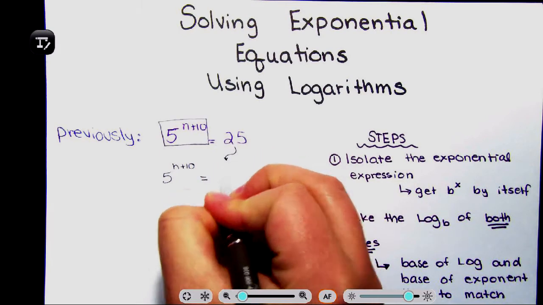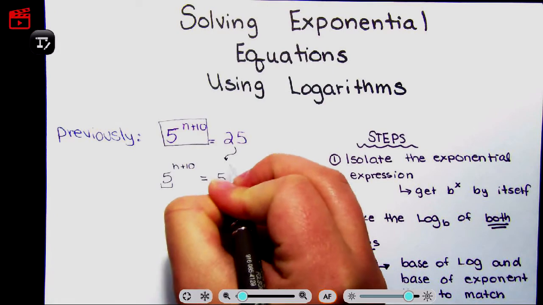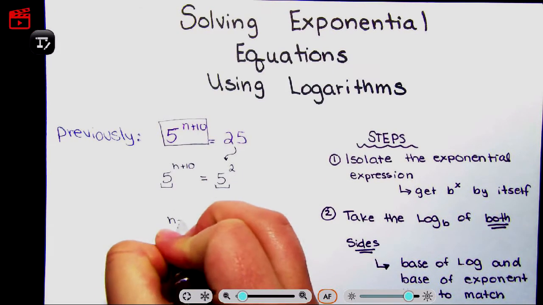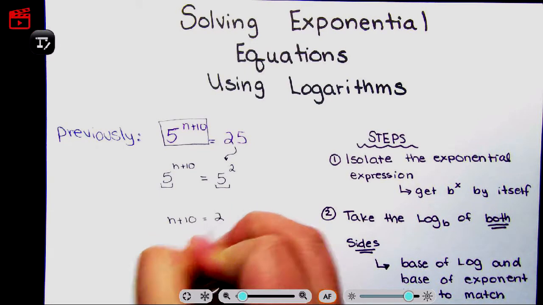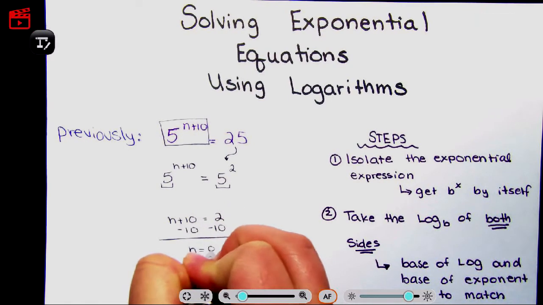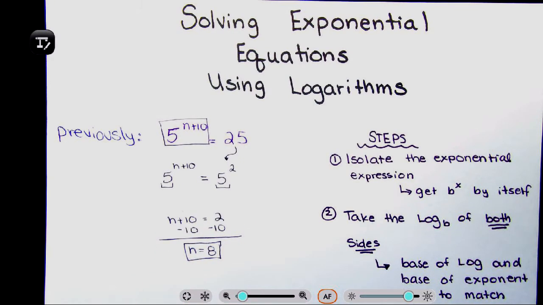Here we're going to rewrite 25 in terms of the same base because we want the bases to be the same. So 5 squared is 25. Now that we have the same bases, we get to set the exponents equal to each other and solve. So therefore, n is equal to 8.